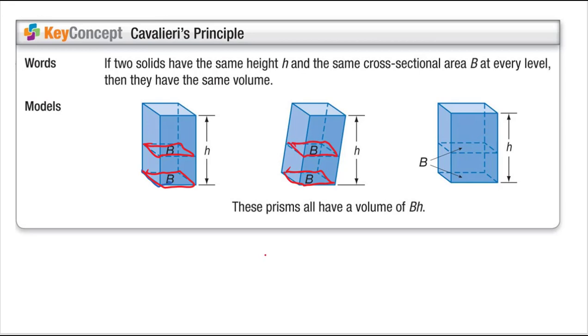Think about a deck of cards. A deck of cards is going to take up the same volume, whether it's standing straight up, sitting in the box that it came in, or if you slant it out a little bit. Okay?